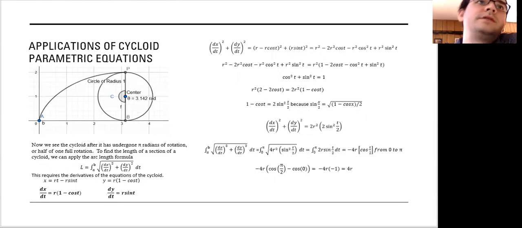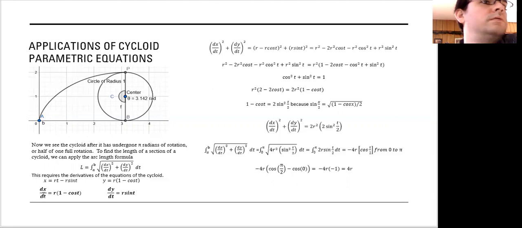So here are some applications of the cycloid parametric equations. We can do the arc length. So we see the cycloid after it's undergone half of a rotation, or pi radians. So those will be our limits of integration eventually. So we'll look at this arc length function and see how it requires the derivatives of the x and y functions. Let's go ahead and find those.